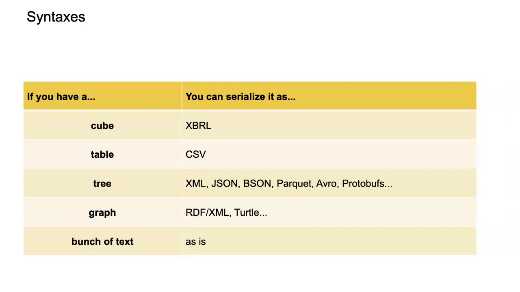What about syntax? For tables, you know it's CSV, one of the popular syntaxes, even though a lot of people export their tables as a SQL script, actually, that you can re-import. That's a common practice. Trees, now you know, JSON, XML, BSON would be the binary version used in MongoDB, Parquet, if it's normalized, if there's a schema, Avro, protocol buffers by Google. And then there's also syntaxes for cubes. XBRL, for example, is the popular syntax for financial reports that are cubes.